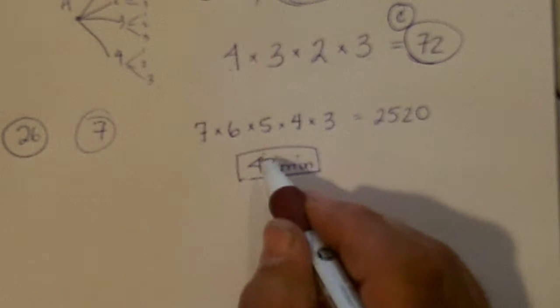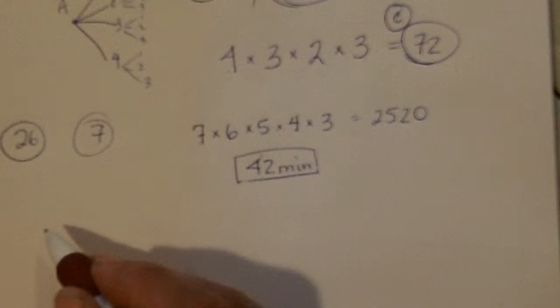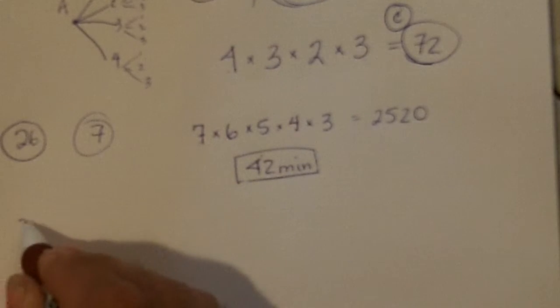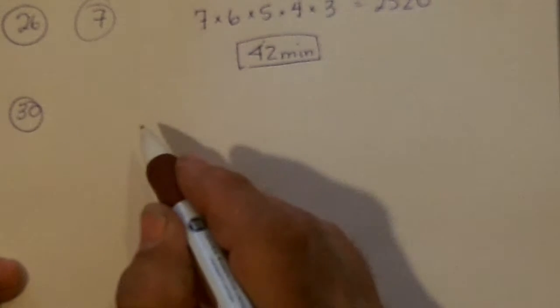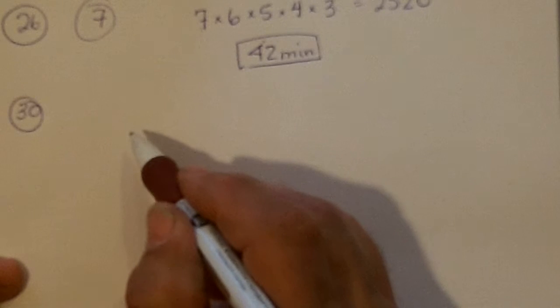26. Next one was 30 on my list here of questions, so moving that up to about there. 30 says, where'd it go? 28, 29, 30, there it is. Directions are, an exam consists of 5 multiple choice items, each has 4 choices, and 5 true false items. How many different sets of answers are possible?